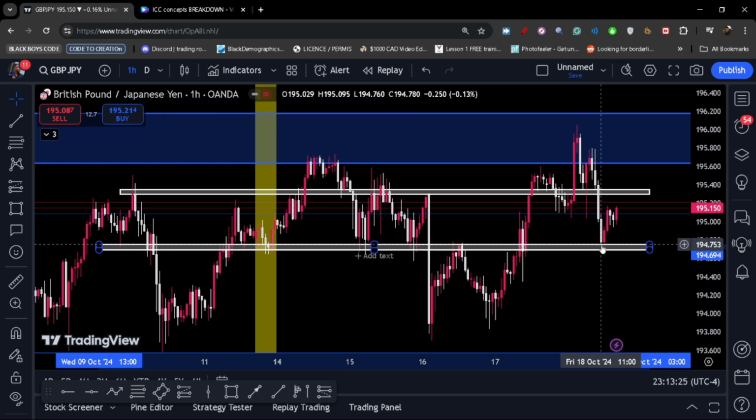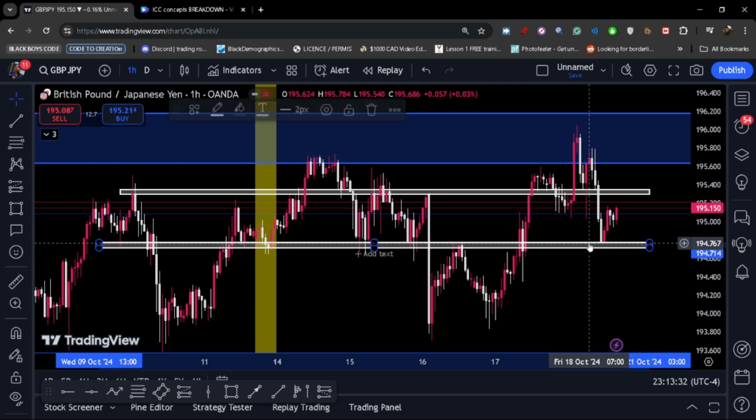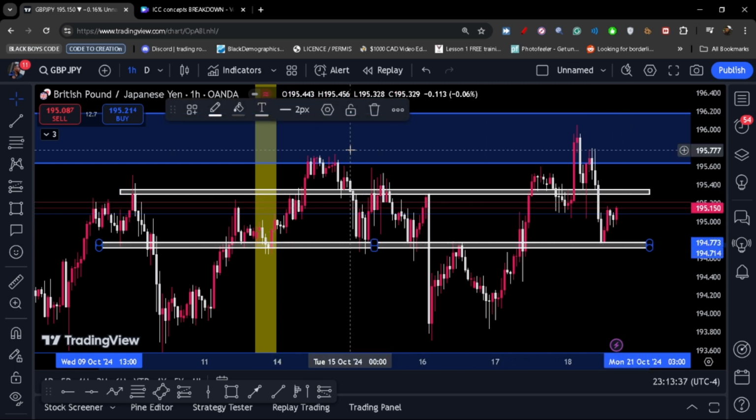And notice how price literally reacted on Friday from this area of interest here, giving this good buy trade, and as you can see, price is buying up. Right, so you see how we are literally breaking price down.